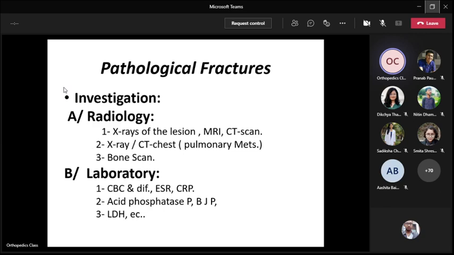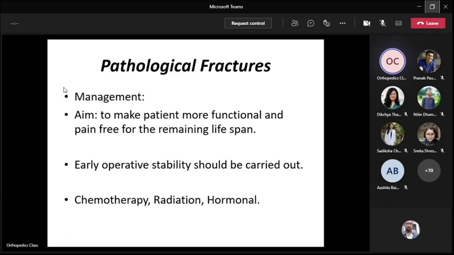Of the radiology, X-ray of the lesion, MRI, CT scan to look for other sources, CT chest to look for pulmonary metastasis, and bone scan is nowadays a gold standard for us to look for increased uptake or secondary metastasis. And in laboratory investigation, mainly ESR, CRP, acid phosphatase, Bence Jones protein, LDH, which are increased in metastatic tumors.